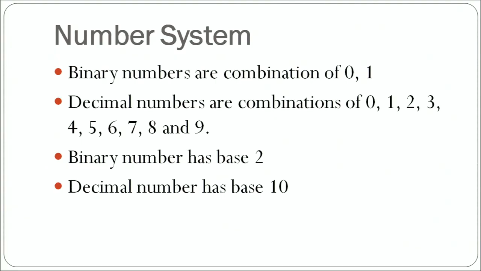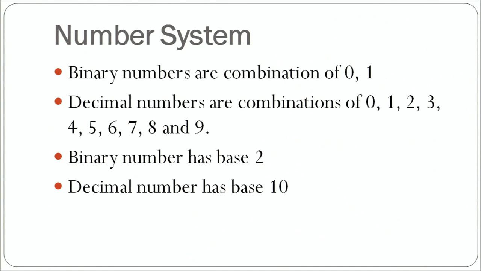So first of all, what is the number system? What are the different types of number systems that we have and how do we define them? The first and foremost type of the number system is the binary numbers. Binary numbers are the combination of digits 0 and 1 only. These numbers use only these two digits. And the combination of these digits would define the value of the number. We will talk about this.